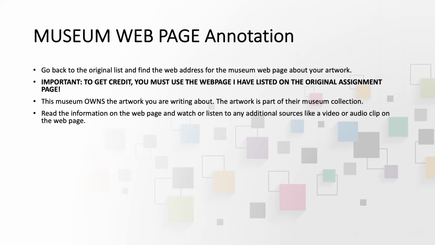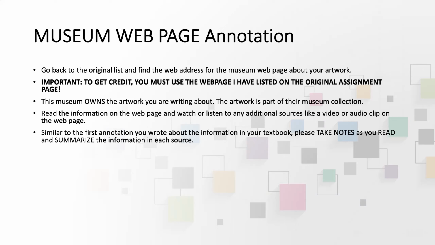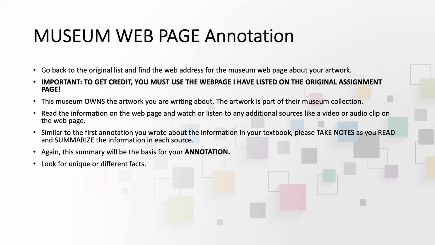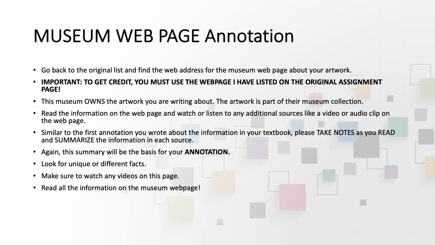Read the information on the web page and watch or listen to any additional sources like a video or audio clip on the web page. Make sure you scroll all the way down. They often have a lot of links to the artist and other information that's really useful. Similar to the first annotation you wrote about the information in your textbook, please take notes as you read. Summarize the information in each source, and the summary will be the basis for your annotation. Look for unique or different facts. Make sure to watch any videos on the page. Read all the information on the museum webpage. After you finish taking notes, write your final annotation.